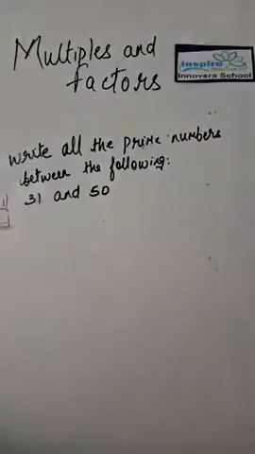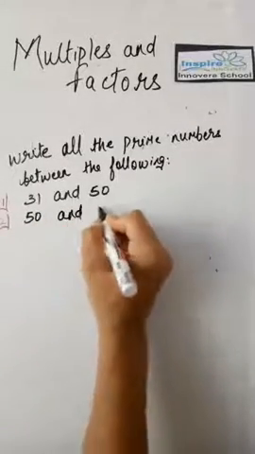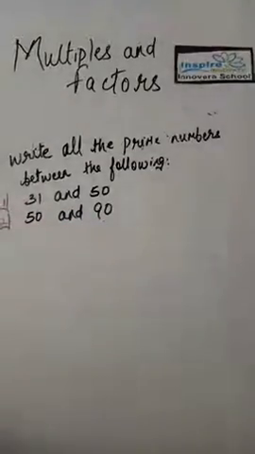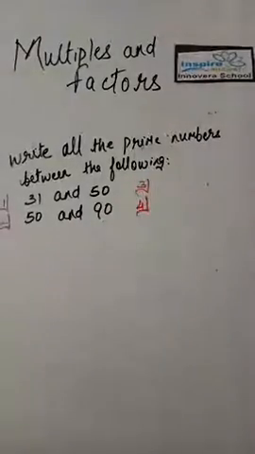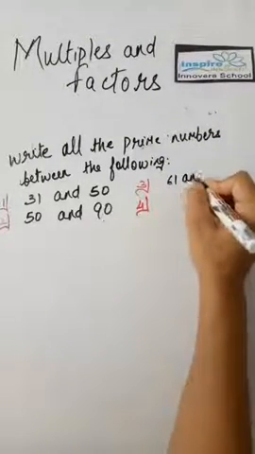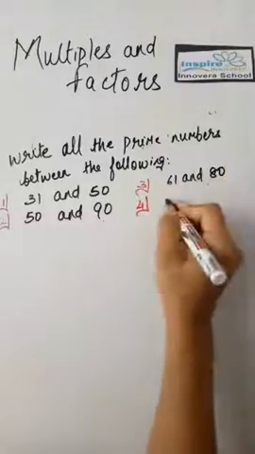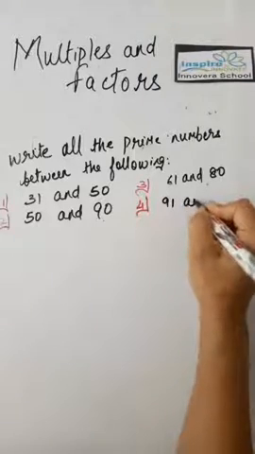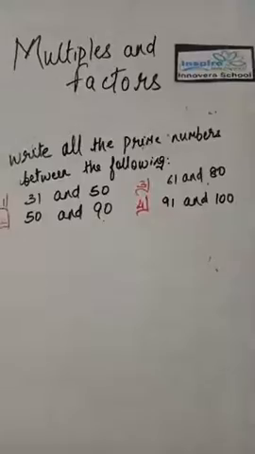You are going to solve this in the notebook and send it to me on my WhatsApp number. The second one is 50 and 90. Now you know what prime numbers are, which have only two factors. The third one is 61 and 80, and the fourth one is 91, and in between these you are going to find all the prime numbers. Now second, you are going to write all the composite numbers between the following.